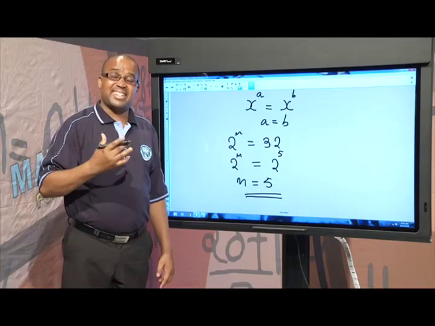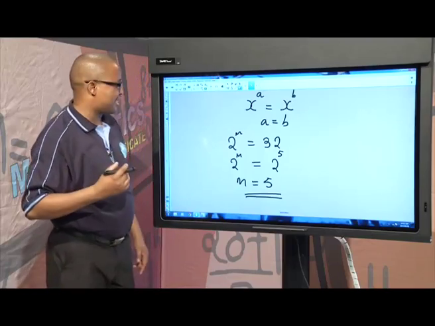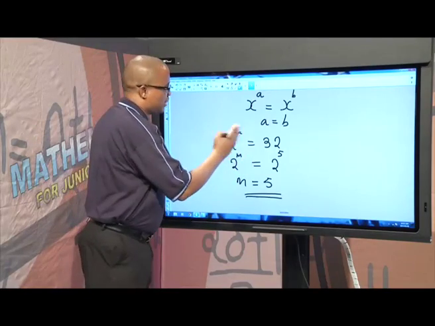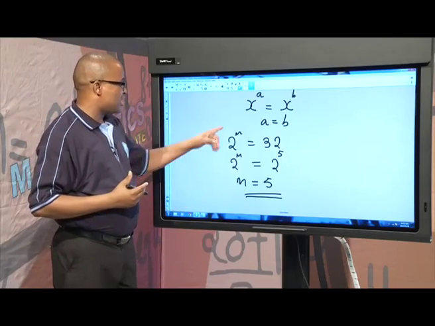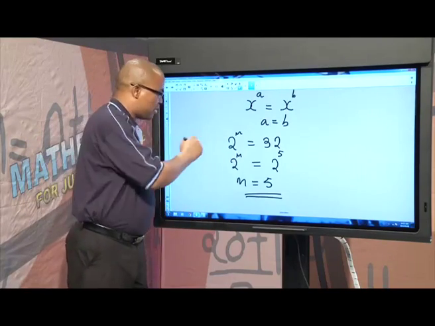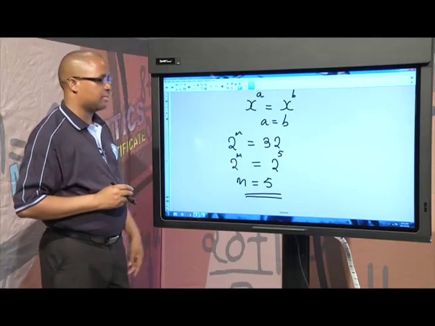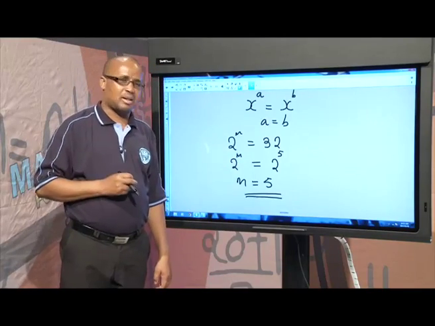The idea behind this is simply to make sure that you have the same bases on either side of the equal sign. By doing so, you will be able to find the exponent, in this case a variable. Here our m is 5. Let us have a look at another example.